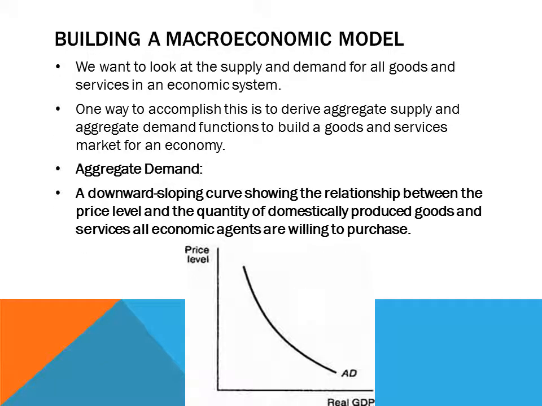So let us begin by building a basic macroeconomic model. We want to look at the supply and demand for all goods and services in an economic system. One way to accomplish this is to derive aggregate supply and aggregate demand functions to build a goods and services market for an entire economy. We begin by looking at aggregate demand. This is a downward sloping curve showing the relationship between the average level of prices and the quantity of domestically produced goods and services all economic agents are willing to purchase.